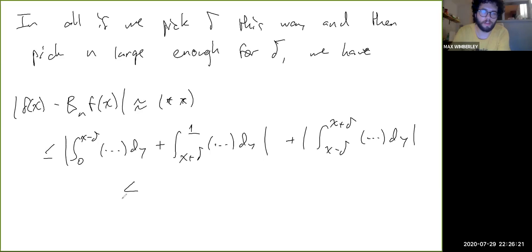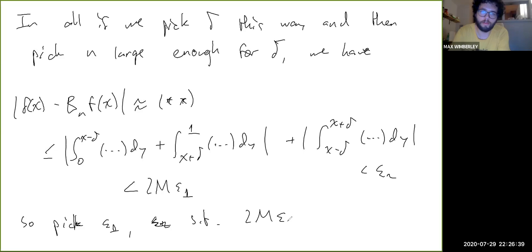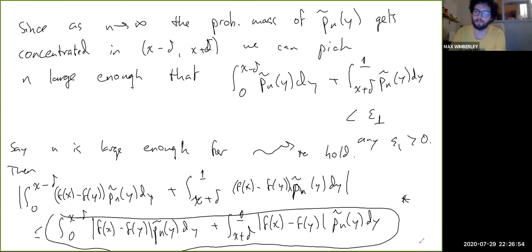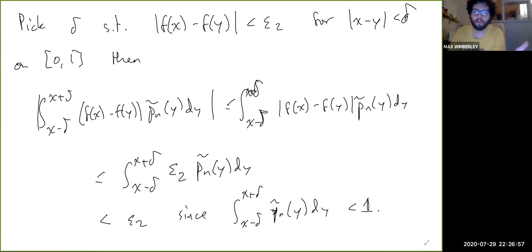So this is less than 2m epsilon 1, and this one is less than epsilon 2, right? So pick epsilon 1 and epsilon 2 such that 2m epsilon 1 plus epsilon 2 is less than epsilon, if you're given epsilon. So this is kind of an outline of how you might pick capital N to show that Bn f of x is close to f of x. The outline is like this.